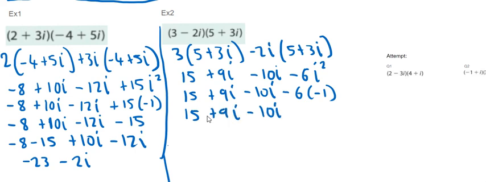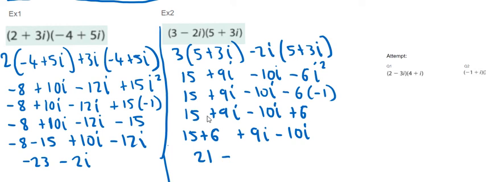Now minus 6 multiplied by minus 1 would be positive 6, because minus multiplied by minus gives us a positive. Then we put the real parts together, so 15 plus 6, and we put the imaginary parts together, so 9i minus 10i. 15 plus 6 is 21. 9i take away 10i then is minus 1i, or just minus i. So 21 minus i is the final answer.